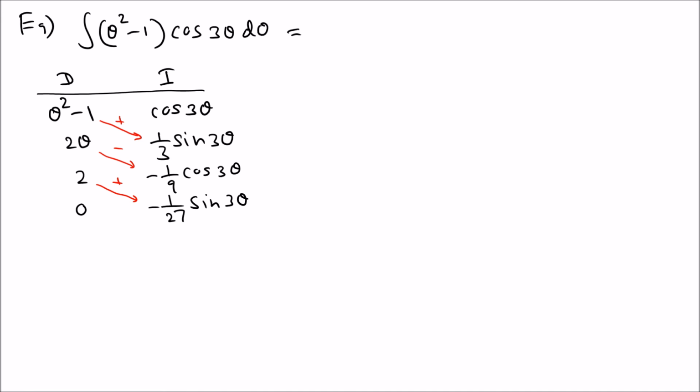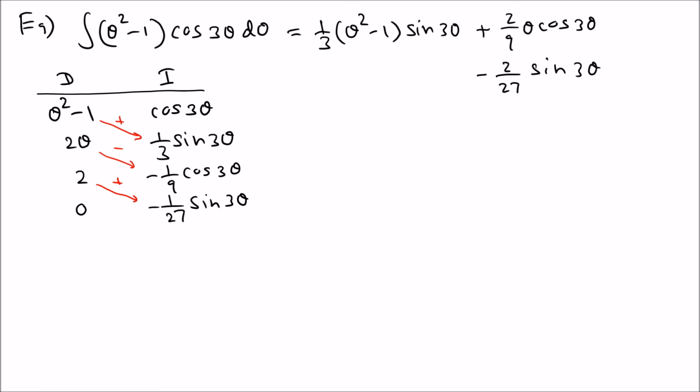So we're going to multiply the 2. So it's 1/3. We write the constant first. And then we have theta squared minus 1 sine 3 theta. And then minus, actually minus plus 2 over 9 theta cosine 3 theta, and the last one is minus negative 2 over 27 sine 3 theta plus, and you can see that the DI method helps a lot in this situation, because otherwise you need to do double integrals here.